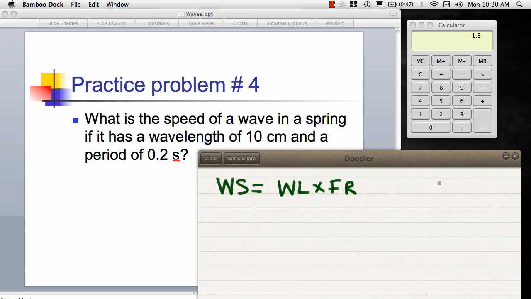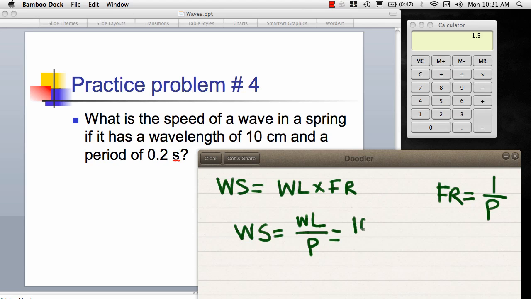Here's where you need to understand that frequency is equal to 1 over the period. So now this is going to replace FR. So my wave speed equation now becomes wave speed is equal to wavelength divided by the period.